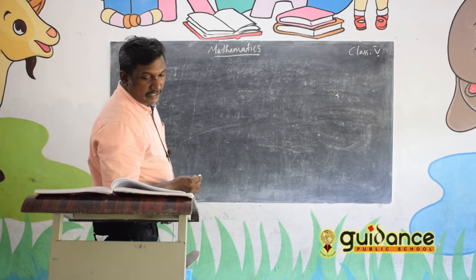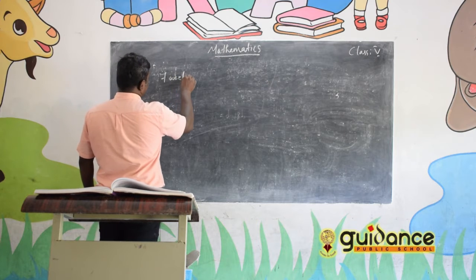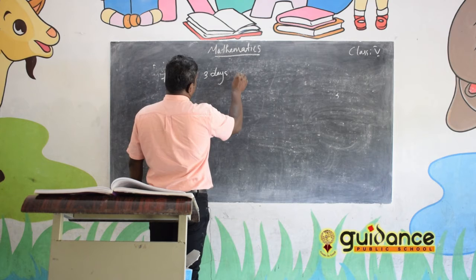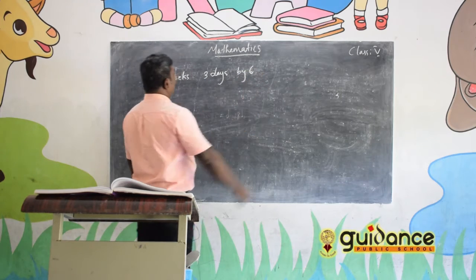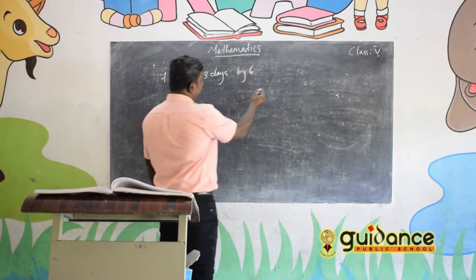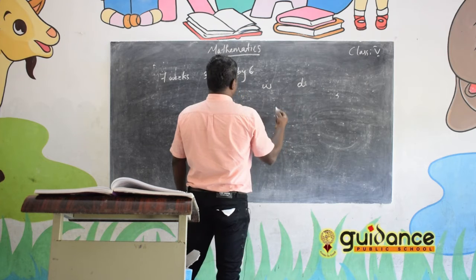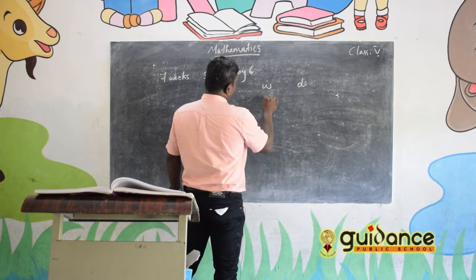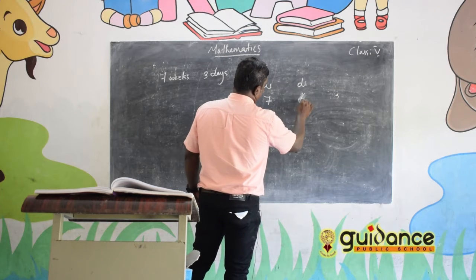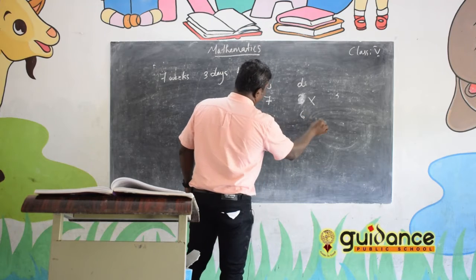7 weeks, 3 days by 6. We have to multiply 7 weeks and 3 days by 6. So firstly, weeks and days: weeks is 7 and days is 3, and we have to multiply both with 6.